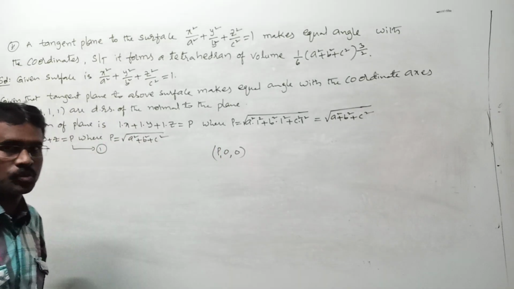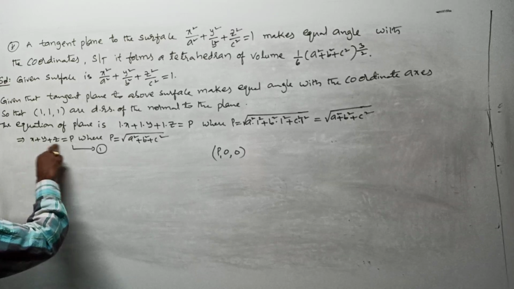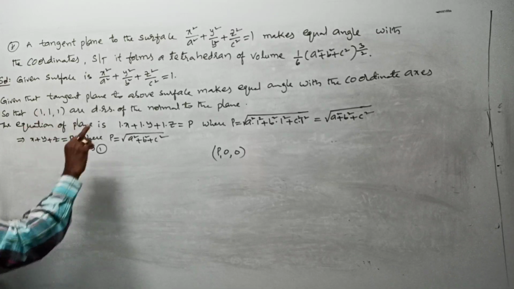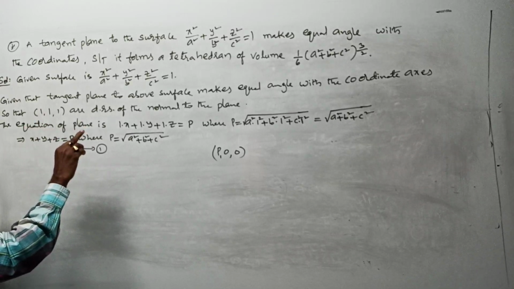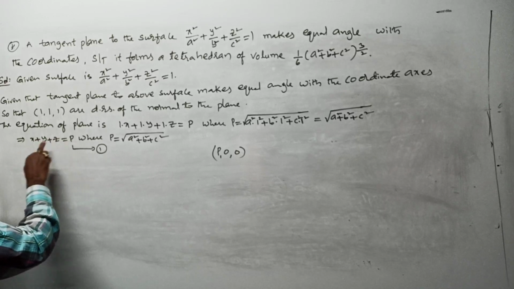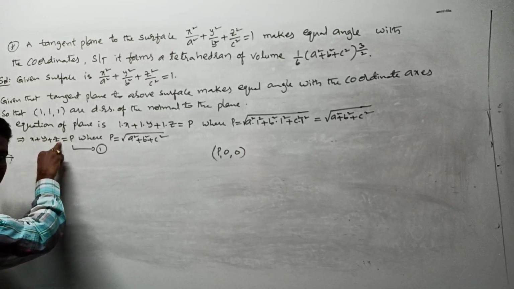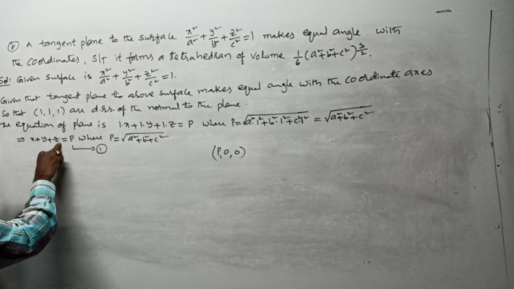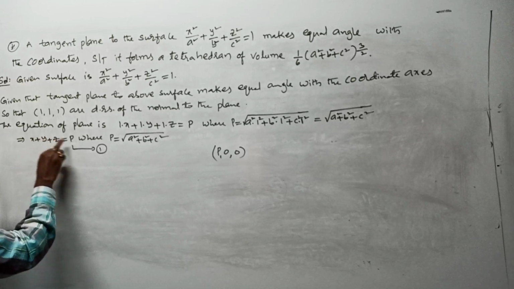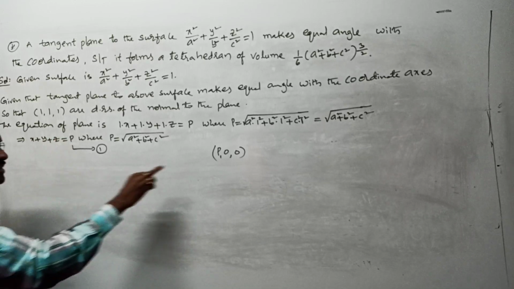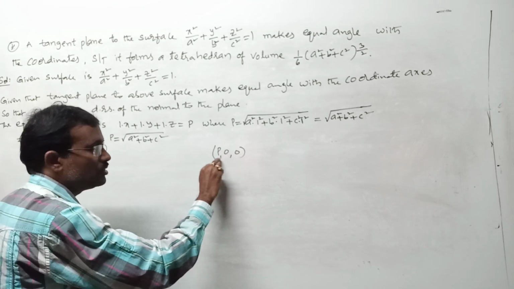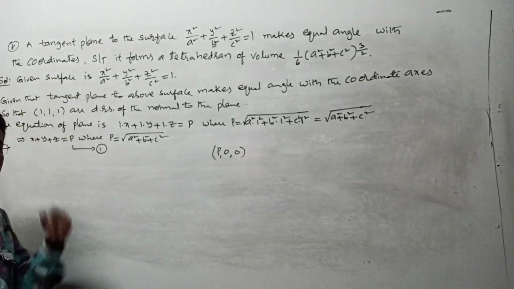Once again I am repeating this. Whenever this plane meets a coordinate axis, especially the x axis, substitute y is 0 and z is 0. On the x axis, the y value and z value are 0. Substitute them, and we get x equal to p. That means on the x axis the result is p, y is 0, z is 0. This is your x axis meeting point.